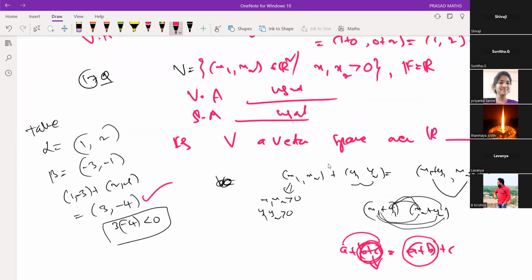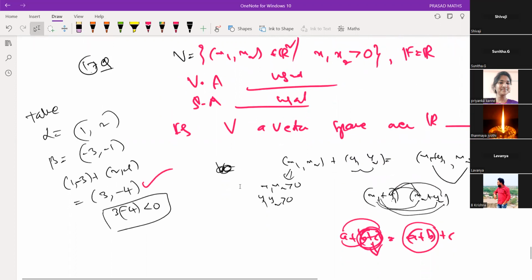Therefore, how can you define this? When we do not know where this element lies, how can you define this sum? Yes or no? So that's my point. Therefore, there is no need to check the associative property.